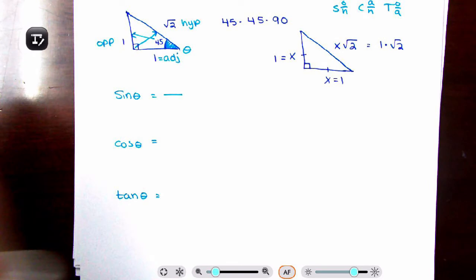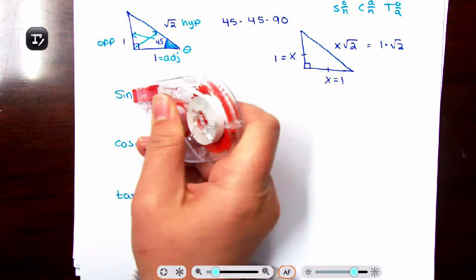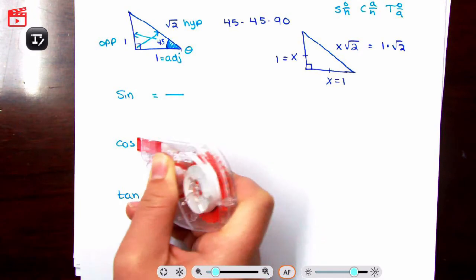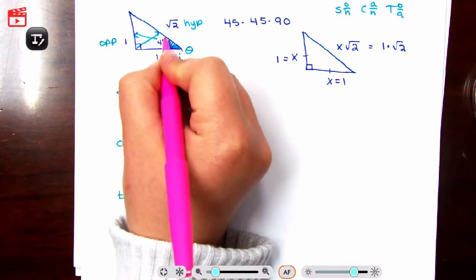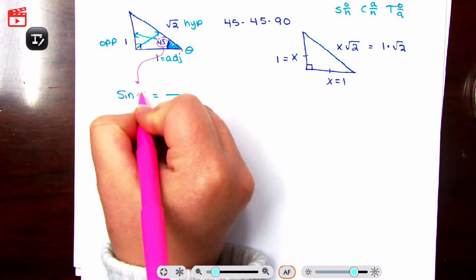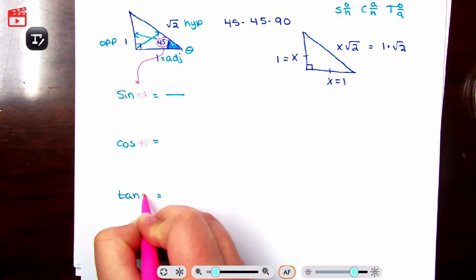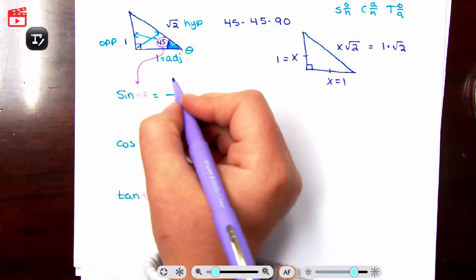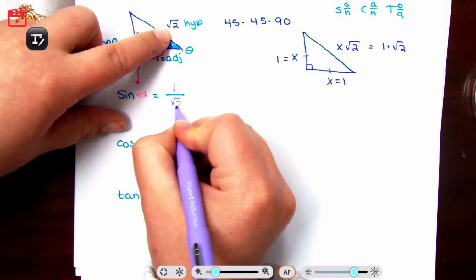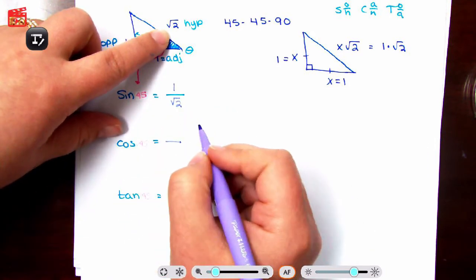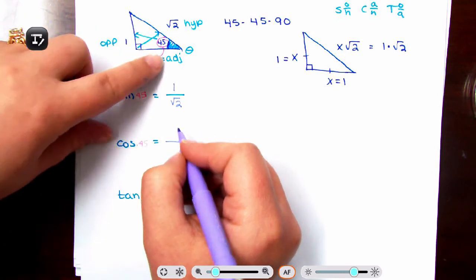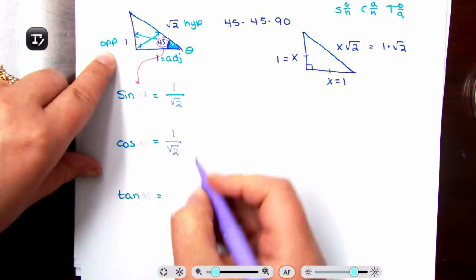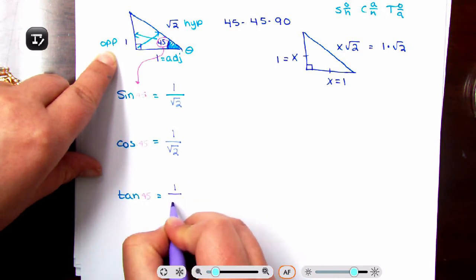So sine of theta, right here, we know what theta is. Theta is not an unknown measure. We know what degree that is. And that degree is 45. So I'm going to say sine of 45, cosine of 45, and tangent of 45. Then, because we know what our angle is, we can figure out our ratios with SOHCAHTOA. Opposite over hypotenuse, opposite is 1, hypotenuse is √2. Going to need to rationalize that denominator here, but that's okay. Cosine is adjacent over hypotenuse, and tangent is opposite over adjacent.